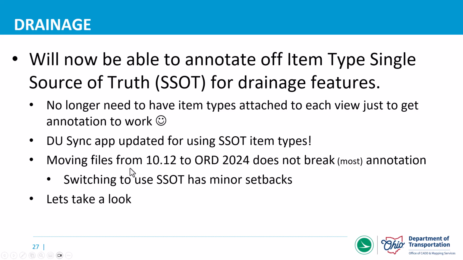But I do want to make a quick note on if we're going to take an old file from maybe 2012 and move it into 2024 and switch to start using the single source of truth item types.